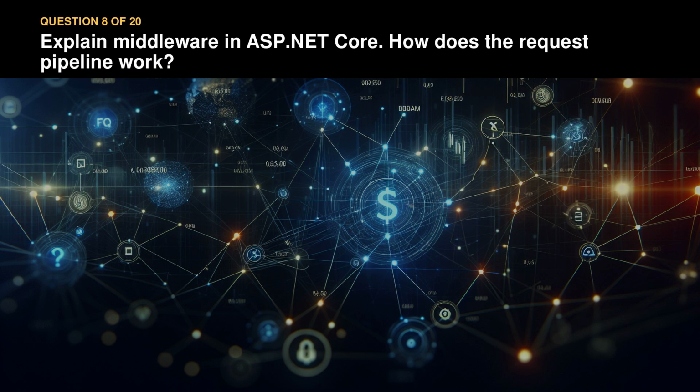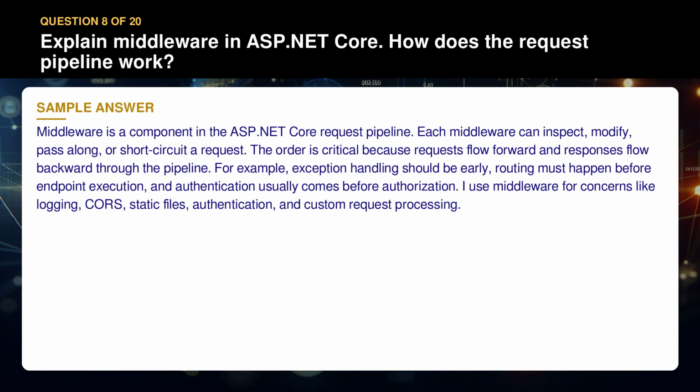Question 8. Explain middleware in ASP.NET Core. How does the request pipeline work? Middleware is a component in the ASP.NET Core request pipeline. Each middleware can inspect, modify, pass along, or short-circuit a request. The order is critical because requests flow forward and responses flow backward through the pipeline. For example, exception handling should be early, routing must happen before endpoint execution, and authentication usually comes before authorization.